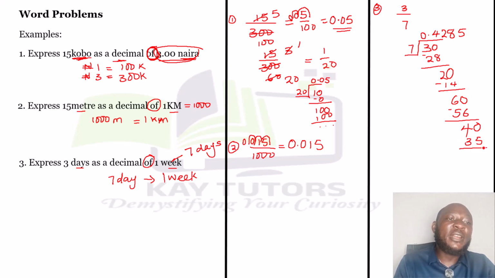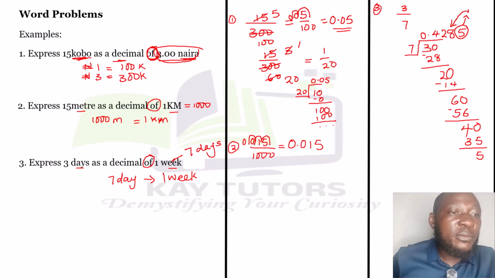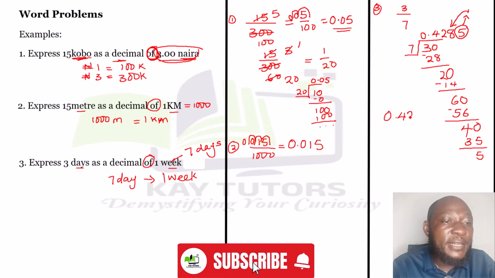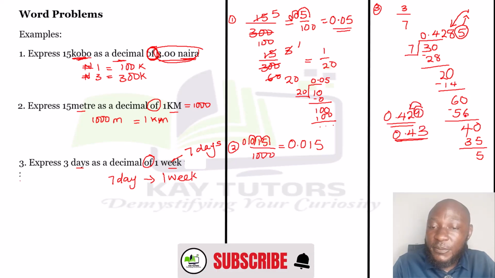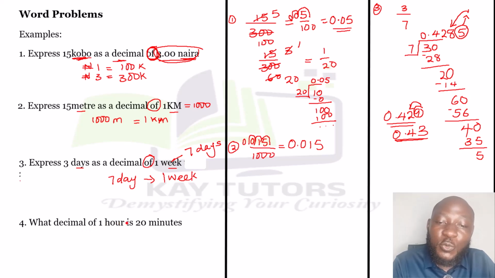Okay, so I'll now have unending decimals. So in that case, I can just stop here and I'll round to 3 decimal places. Here we have 5. Since 5 is up to 5, what will I do? I'll round up to 1 and I'll add to the number next to it. And that will now give us 0.429.